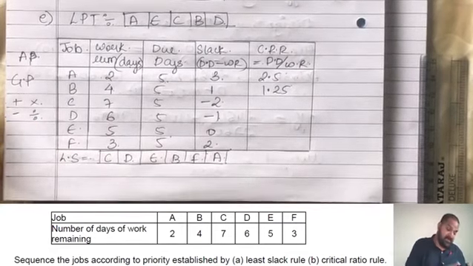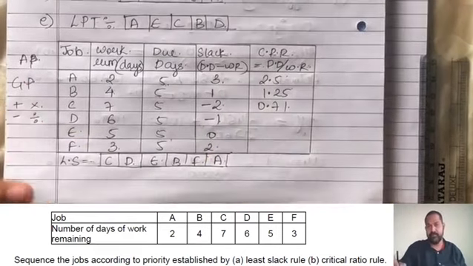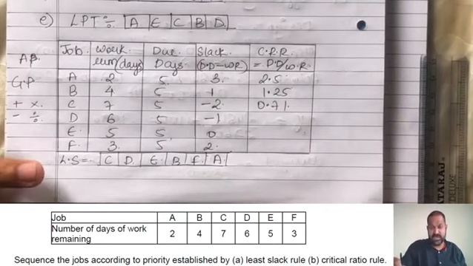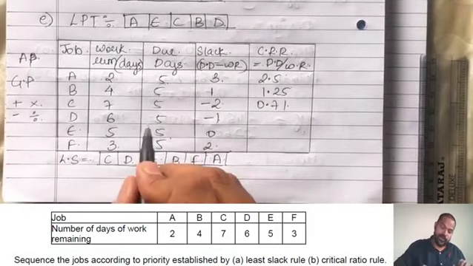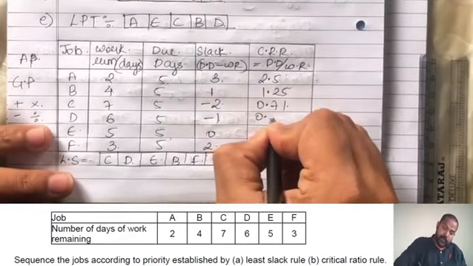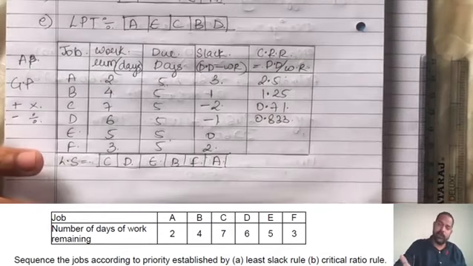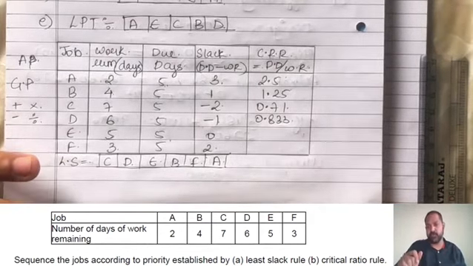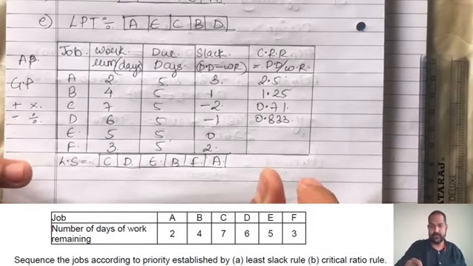5 divided by 7, bad, is 0.71. A ratio which is less than 1 means I won't be able to finish the job even once. 5 divided by 6 is 0.8333, which means if I start today, I will only be able to finish 83% of the job by the end of the week, which is the due days.